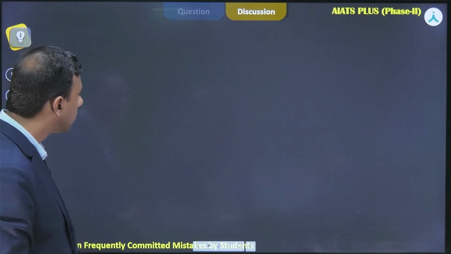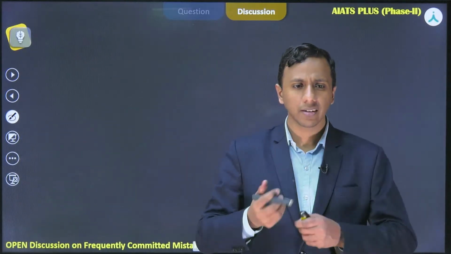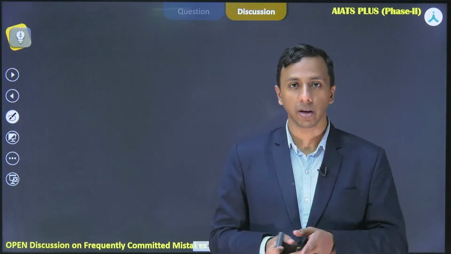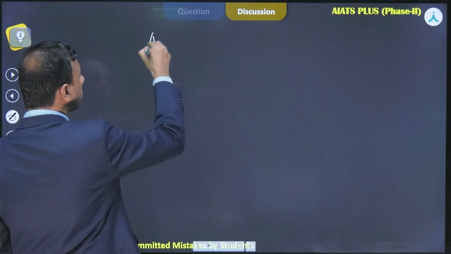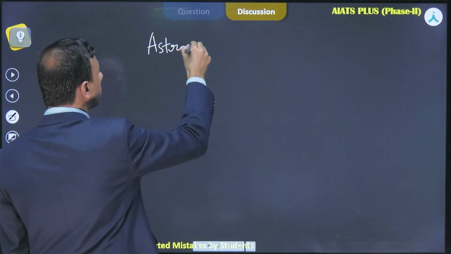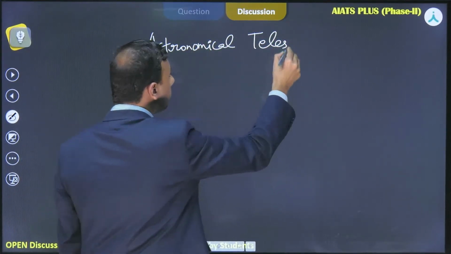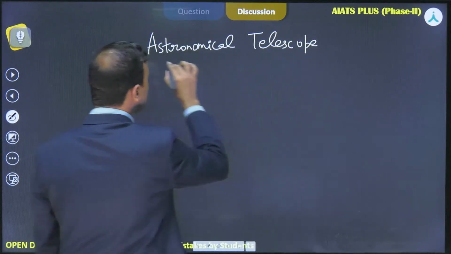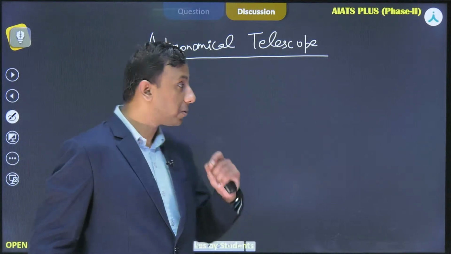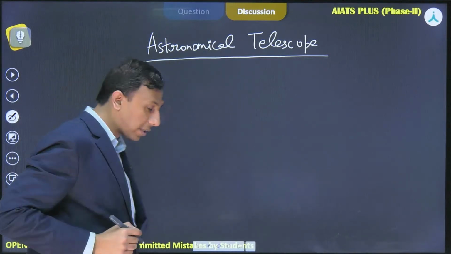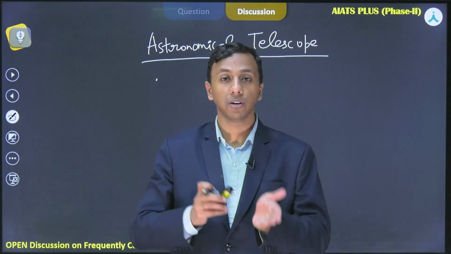All right. So we have entered ray optics, and in ray optics, if you remember, last time we had talked about the compound microscope. I had shown you a big diagram. Similarly, today we are talking about the astronomical telescope. Today also I will show you a big diagram, but a small formula you have to remember. And the most important salient point you need to remember is this.